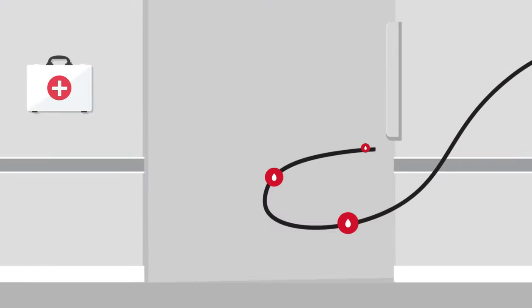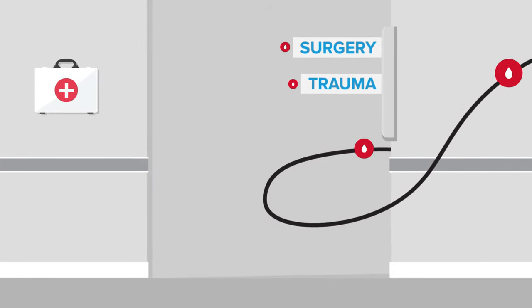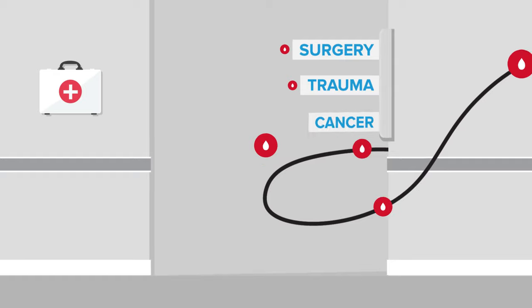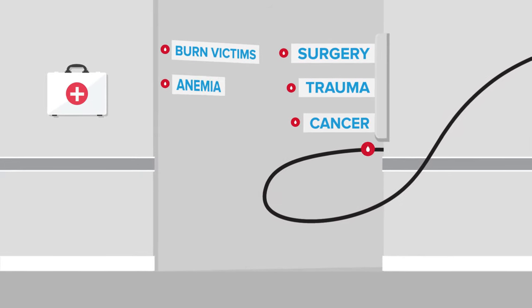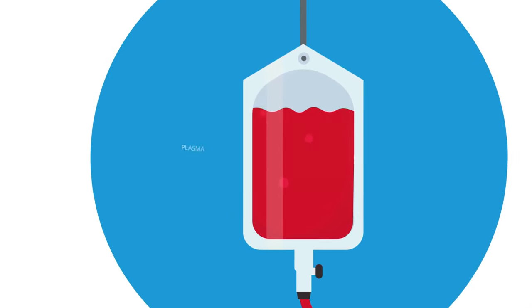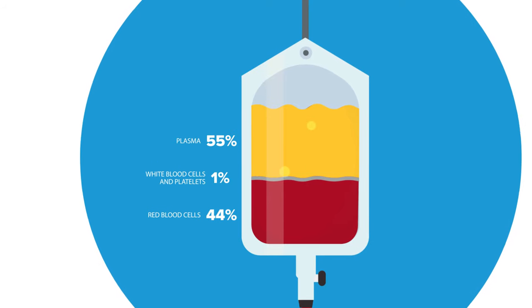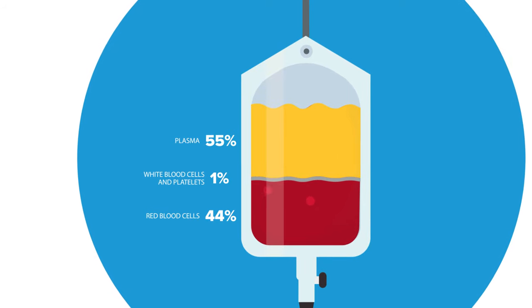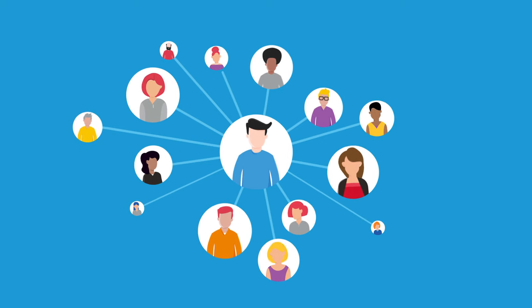A lot of people think blood donations are only used for trauma or surgery. Nope. Your donation also helps cancer patients, burn victims, and people with blood disorders like anemia. That's because your blood is made of three components: plasma, platelets, and red blood cells. Yeah, you're basically a superhero. All that means is your blood can save the life of any person around you.